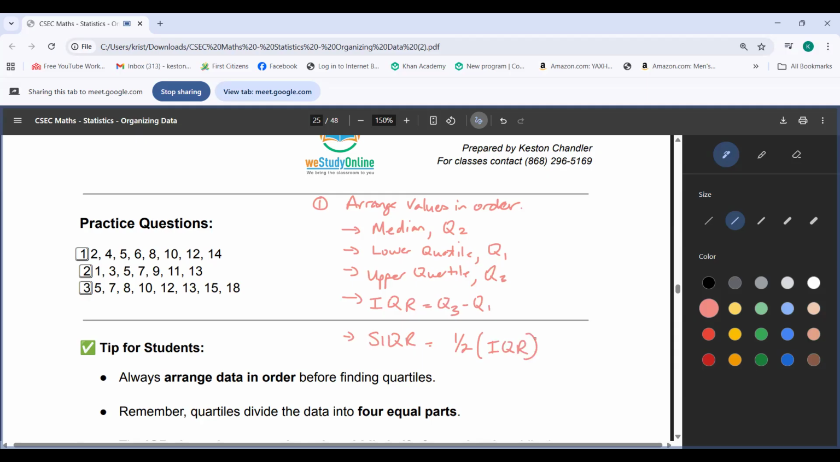Right? So remember, most importantly, you need to make sure that these are arranged in order first. This is your first term here. This is the numbers of the question. So make sure they're arranged. They seem to be arranged already. So you can begin by finding your median. Remember, your lower quartile is going to be half of the lower 50% of the values. Upper quartile, half of the upper 25% of your values. And then the interquartile range is the difference between the two.